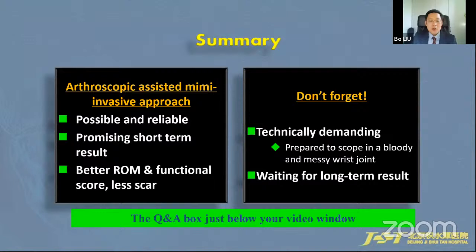So in summary, the arthroscopy assisted minimally invasive procedure is possible and reliable. It has promising short-term results, better range of motion, functional score, and less scar. But don't forget, it is technically demanding. Be prepared for scoping a bloody and messy wrist joint. Sometimes it's really not easy, and we're still waiting for long-term results. If there are any questions about this topic, the Q&A box is just below your video window.